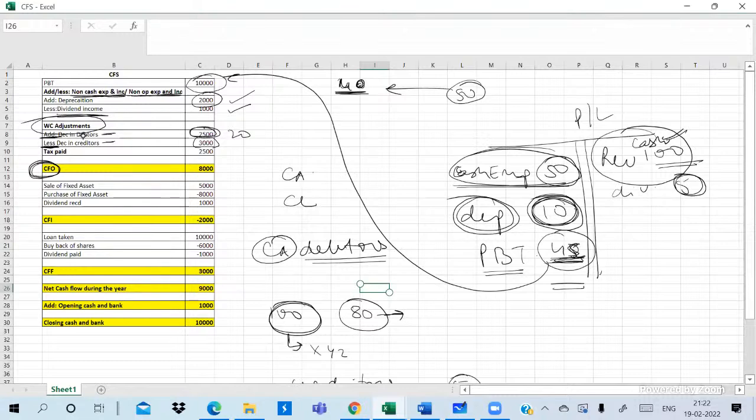Finally, you will pay the tax to the government and you get your cash flow from operations, which is 8,000. So any doubt with your cash flow from operations, which is 8,000? So starting point is profit. Do your adjustments for non-cash and non-operational items. Take care of your current assets and current liabilities, and then get your cash from operations.